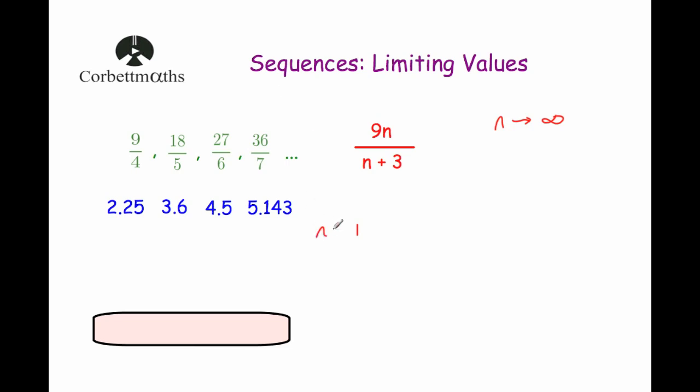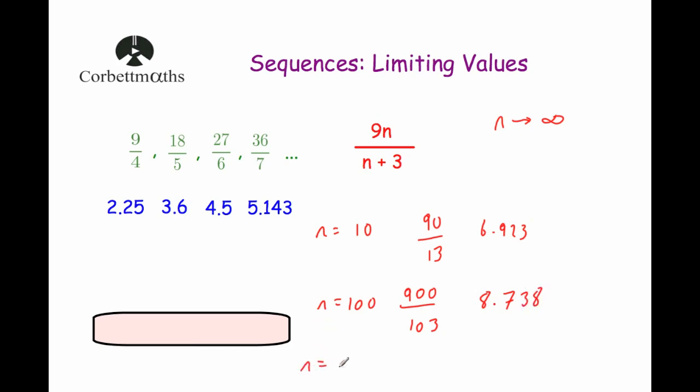So if n equals 10, we would get 10 times 9, or 9 times 10 would be 90, divided by 13. And if we did that, 90 divided by 13 is equal to 6.923 to 3 decimal places. If we had n is equal to 100, we would have 9 times 100, 900, divided by 103. And if we work that out in the calculator, 900 divided by 103, our answer would be 8.738 to 3 decimal places.